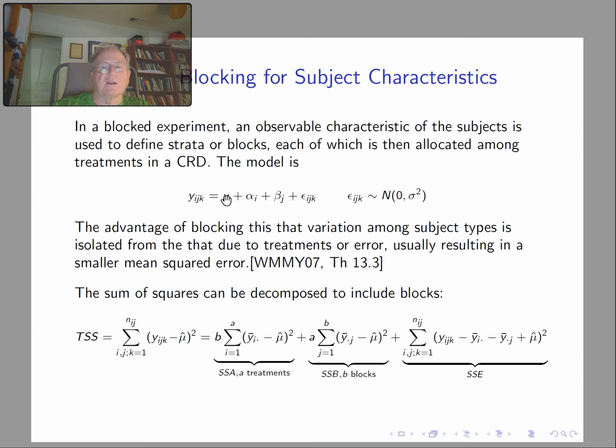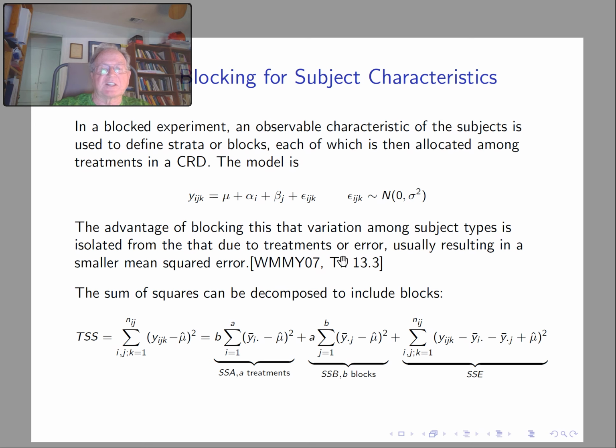If we look at the model, we see that what we've done is, in addition to having an adjustment for treatments, we now have an adjustment for blocks as well. And we assume that the variations in all the observations come from a standard and consistent normal distribution. The advantage of blocking is that variation in the subject types is isolated from the variation due to treatments.